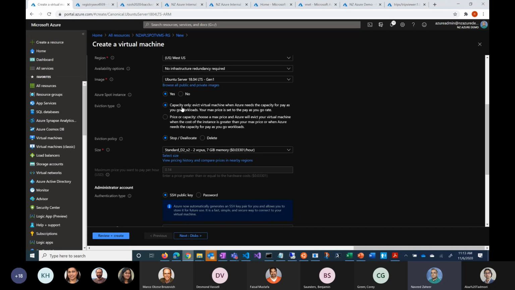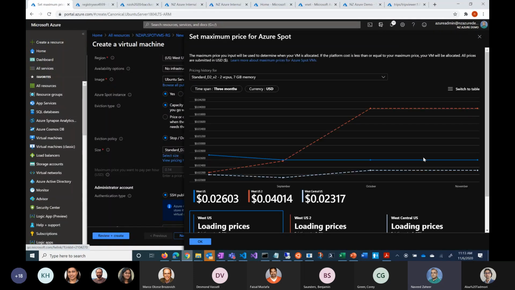With capacity only, you have set your max price. What will happen is, once that max price is hit on the capacity side, you will be evicted. Or you can do both on price and capacity, if that price is higher, or if the capacity is needed. And once again, it is stop deallocate, eviction policy, or delete. It's one of those. And the interesting thing is, you can see how the pricing went.